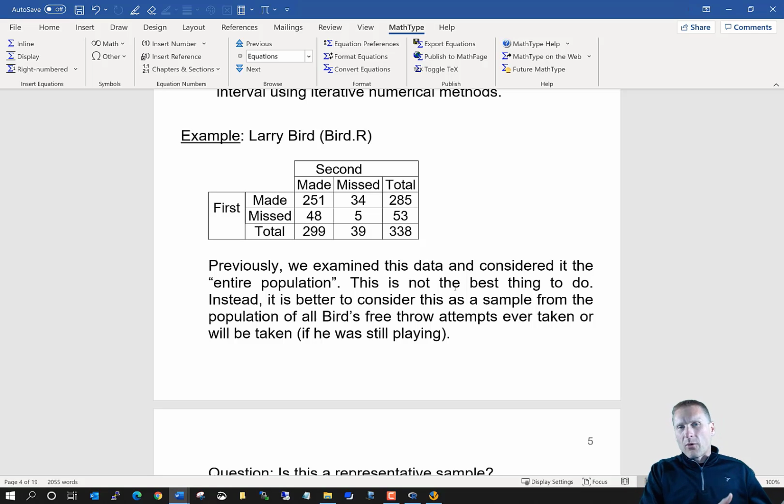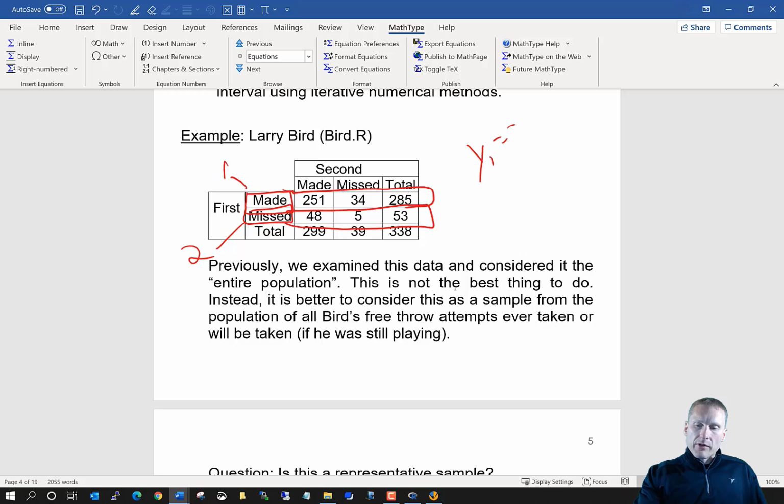So why did we do that before? It was to help teach basic probability concepts. So in this particular case, what we're going to do is consider that we have two different populations. Population number one is with respect to made first free throws. Population number two is with respect to missed first free throws. So in other words, here is my corresponding population, my sample number two. This is my sample number one. And so Y1 is going to be 251.